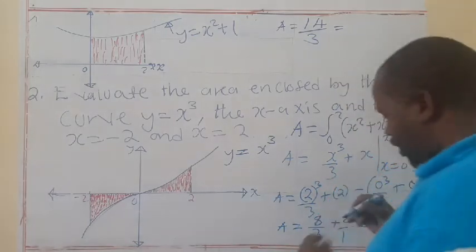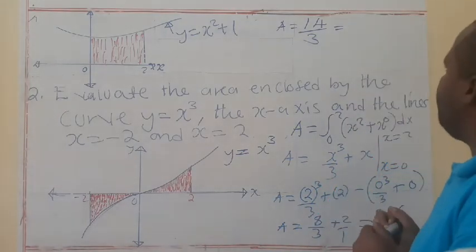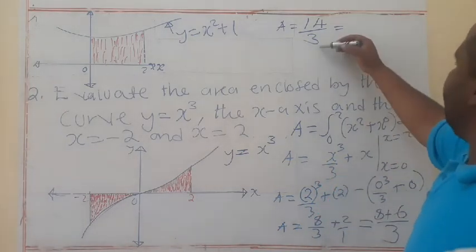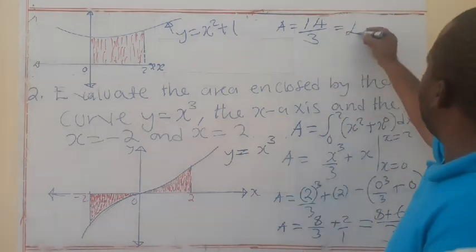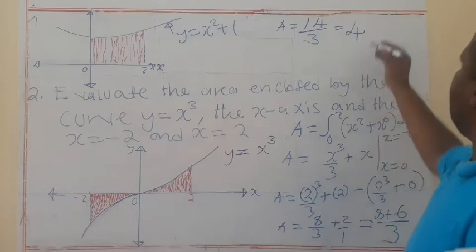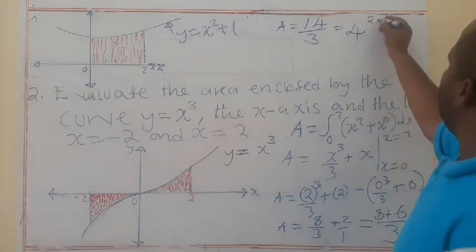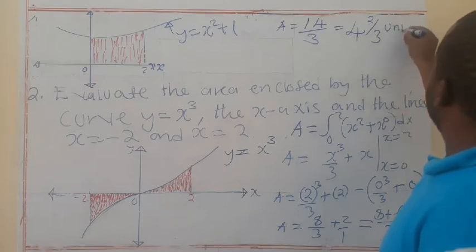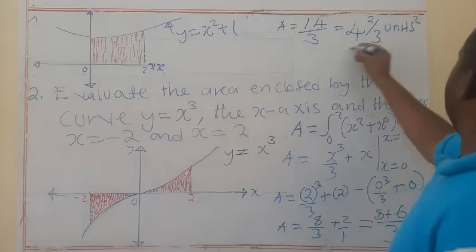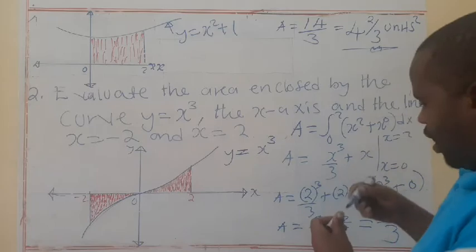We can divide this because it's an improper fraction. So 3 into 14, we have 4, remainder 2, so 4 and 2 over 3 units. Square units, you put like that, or you can write in words, square units.